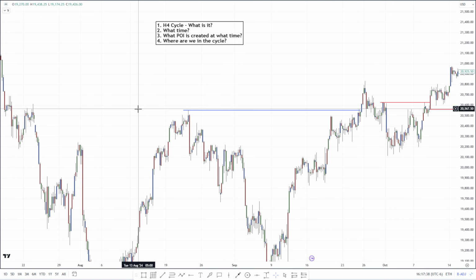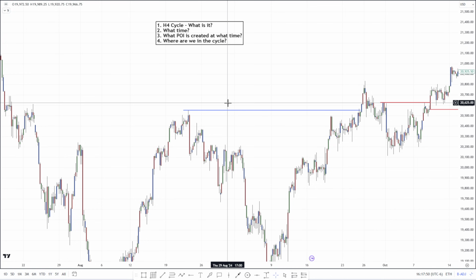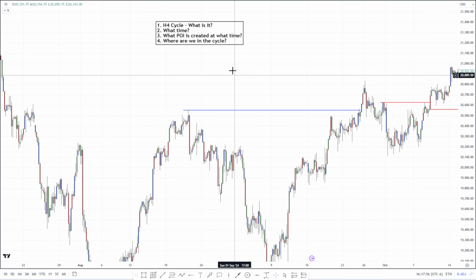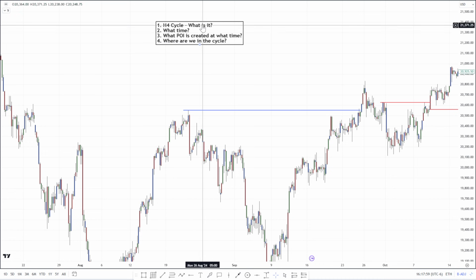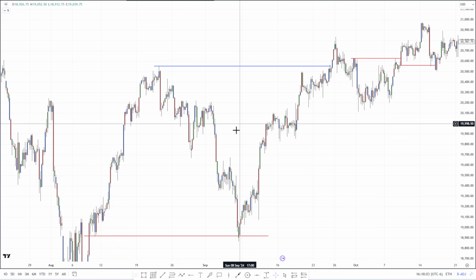While we're looking at these points of interest, we want to take note as to what candles are creating these highs and lows and what candles are pushing through these highs or lows. What time candles are creating order blocks, what time candles are creating fair value gaps. All this plays into the H4 time cycle.